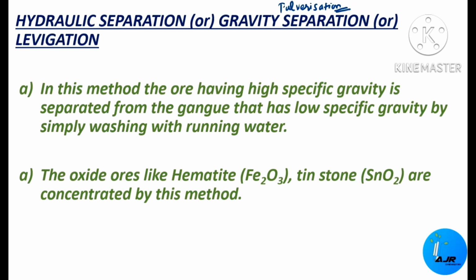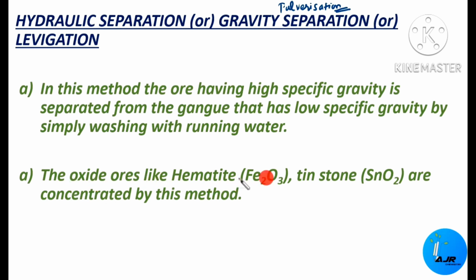Understood? So the first methodology is hydraulic separation or gravity separation or levitation. In this method, the ore having high specific gravity is separated from the gangue that has low specific gravity by simply washing with running water. High specific gravity means the heavier ore particles, which can be separated from the lighter impurities by washing with running water.